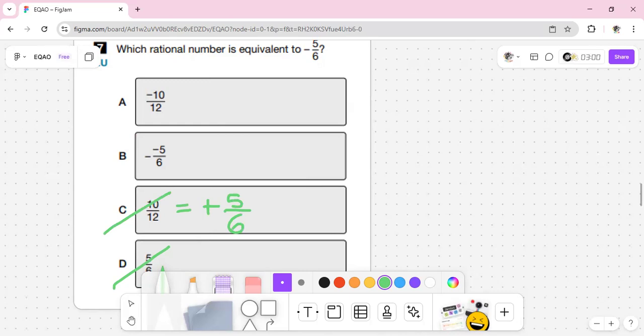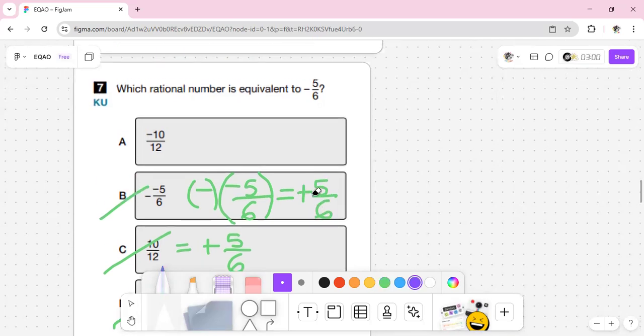For B, a negative and then another negative, 2 negatives. Well, 2 negatives side by side like that is going to be equivalent to +5/6. So that can't be correct. So the only correct answer is A, because if we reduce A by the common factor, if I divide both my numerator and my denominator by 2, my answer is going to be -5/6. So A is the correct answer here.